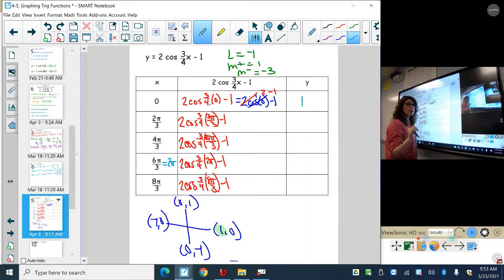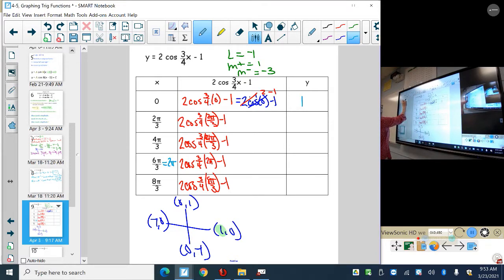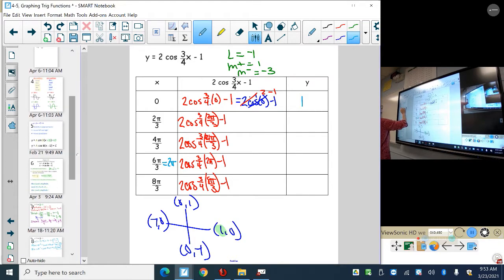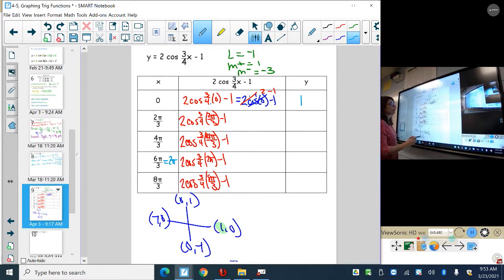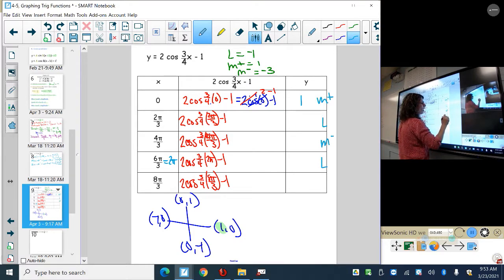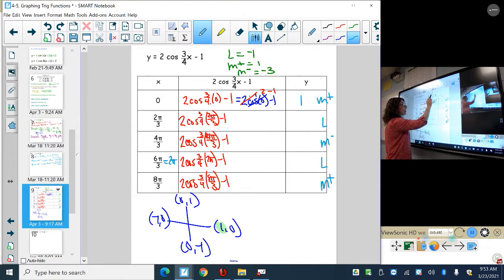Now, your brain needs to remember what your cosine pattern is. What we had found out earlier is that the cosine pattern is max, level, min, level, max. So if I come back over here, I should have a maximum, a level, a minimum, a level, and a maximum. 1 is what I got when I did this calculation. That is my maximum value, so I know I did that correctly. So let's come here and do the next one.